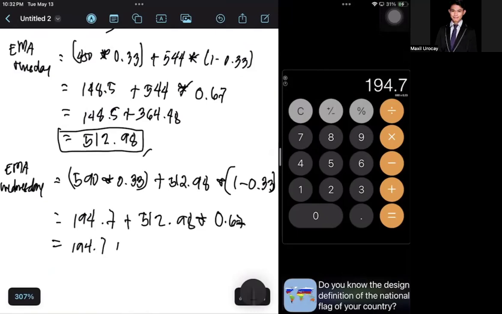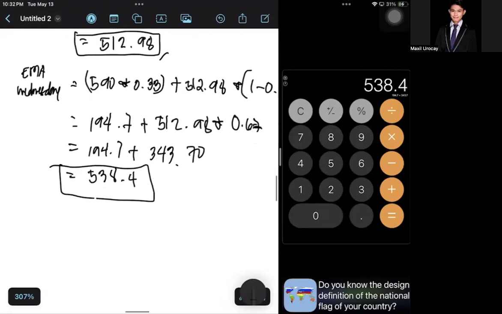So for this right now, 194.7 plus 512.98 times 0.67, that is 343.6. You could somewhat make it 343.70. Adding 194.7 plus 343.70 will become 538.4. That is the value of your Wednesday EMA.